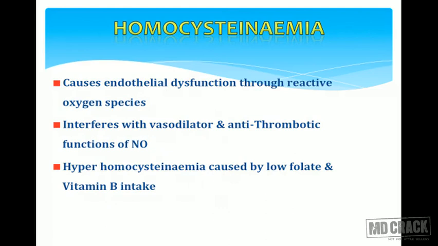Hyperhomocysteinemia, that is increased levels of homocysteine. It causes endothelial cell dysfunction through formation of an increased number of reactive oxygen species. The homocysteine levels are said to interfere with the vasodilator effect as well as the anti-thrombotic function of nitric oxide. Hyperhomocysteinemia is usually caused by low folate intake and low B complex intake. So it can be prevented by taking a good amount of folic acid as well as vitamin complexes.